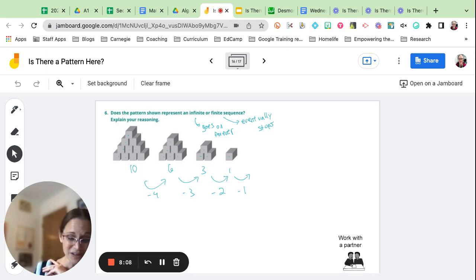term is 0. So I'd have 0. And then next I'd have -0. So this is a finite sequence. I'm out of blocks. I can't go any further. I guess I could say that this is a picture of my next figure, the figure that has no blocks at all. But beyond that, I can't go any further.